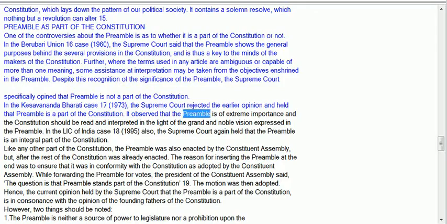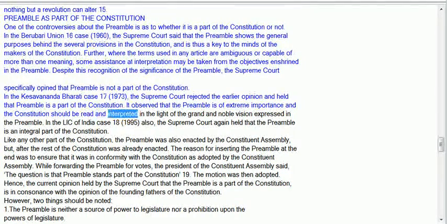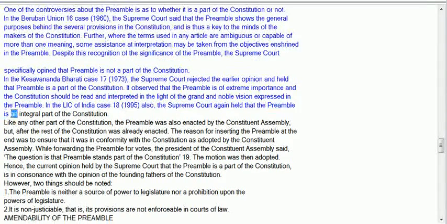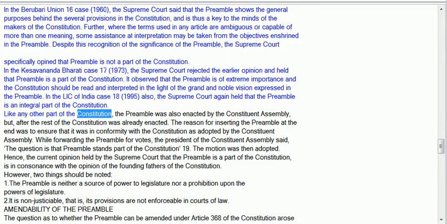It observed that the preamble is of extreme importance and the Constitution should be read and interpreted in the light of the grand and noble vision expressed in the preamble. In the LIC of India Case, 1995, also, the Supreme Court again held that the preamble is an integral part of the Constitution. Like any other part of the Constitution, the preamble was also enacted by the Constituent Assembly.